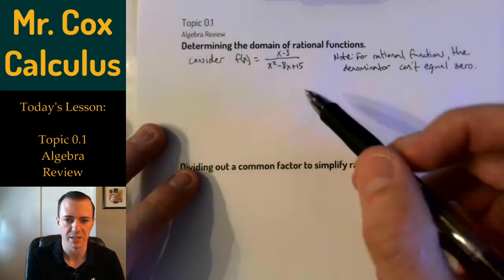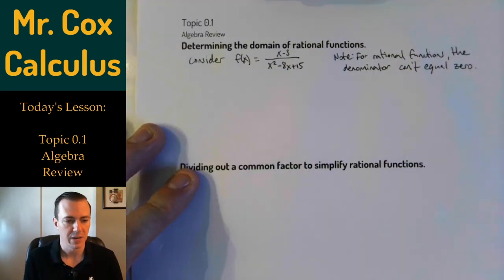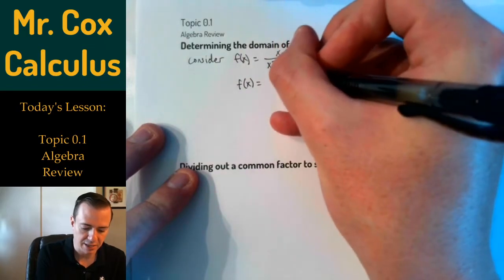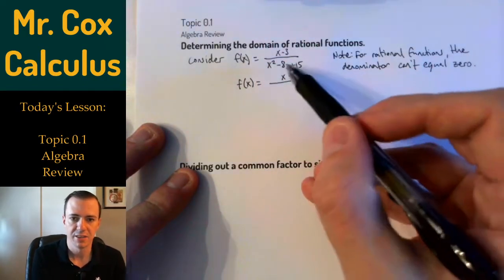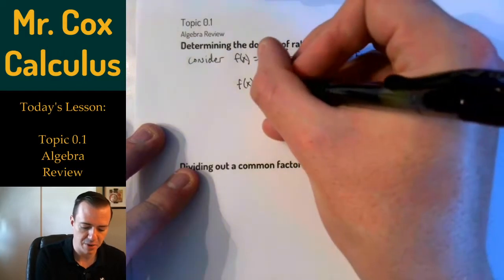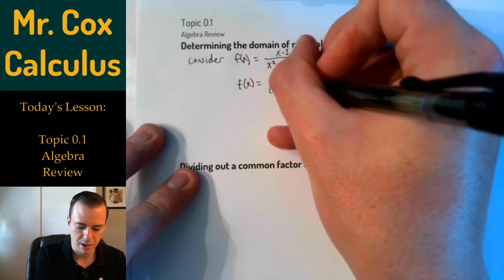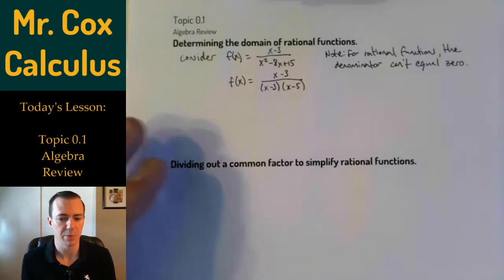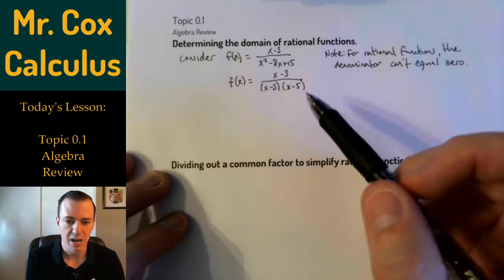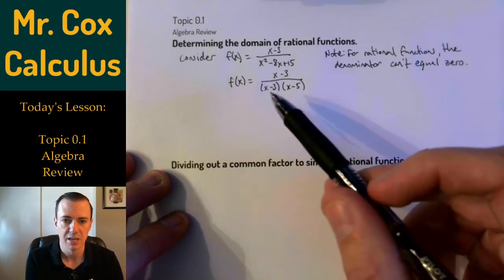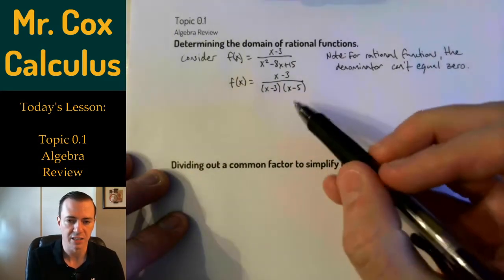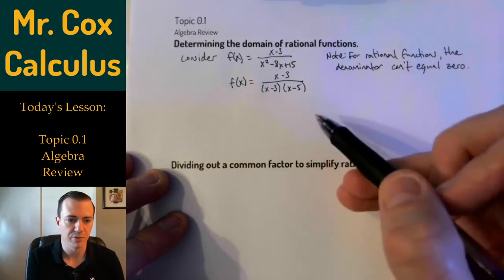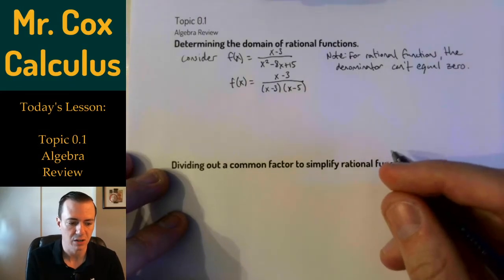And as you can probably tell by looking at the denominator, we can factor it out. So let's go ahead and rewrite f of x equals x minus 3 over. This denominator will factor as x minus 3 times x minus 5. We'll talk about the fact that there's x minus 3 in both the numerator and the denominator in a later video here within this topic. But what we know from factoring is that this means that x cannot equal 3 and x cannot equal 5, because that would give us a denominator that equals 0.